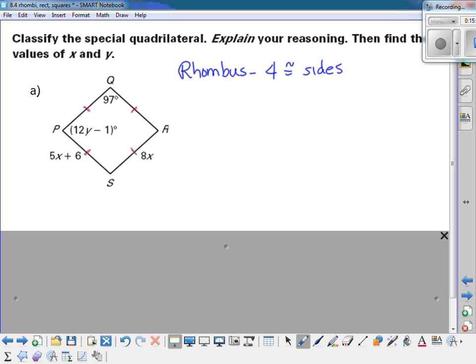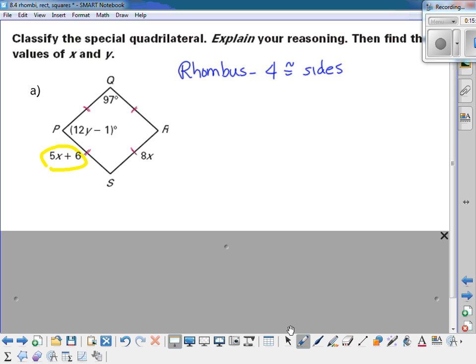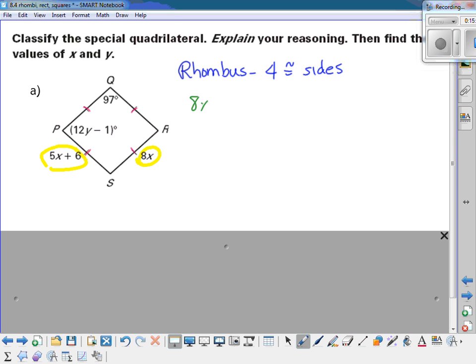All right, so then if I want to find the value of x, well, I've got this side is 5x plus 6 and this side is 8x. And because they're congruent, I know that those expressions are equal to each other. So that means that 8x would equal 5x plus 6. Subtract the 5x, we get 3x is equal to 6, and so x equals 2.